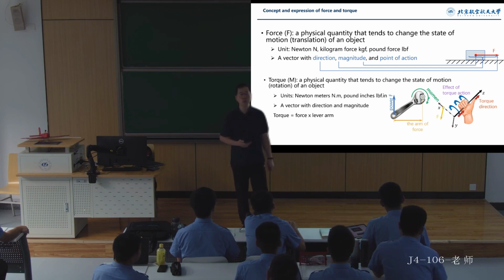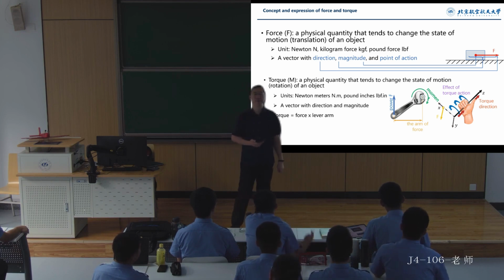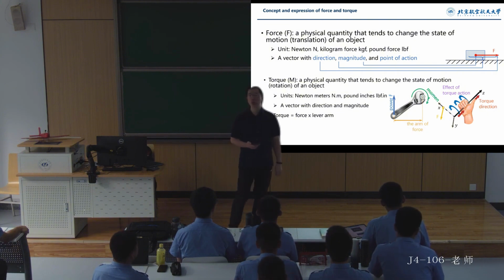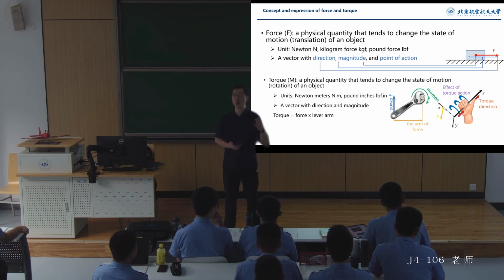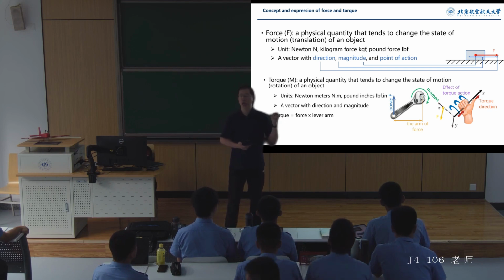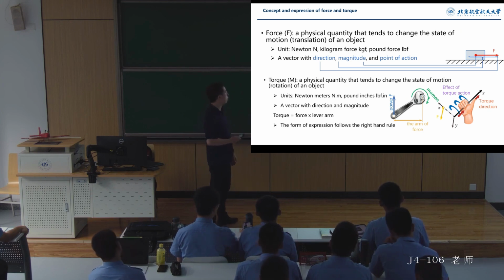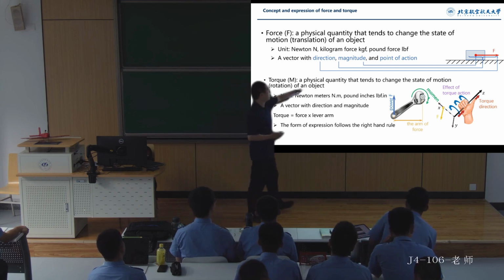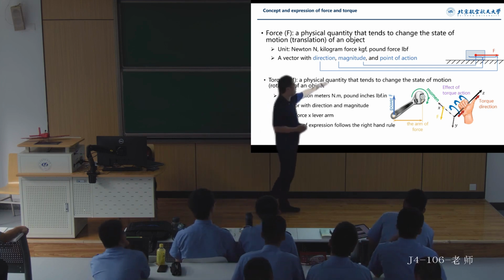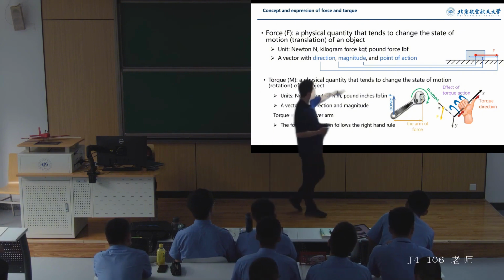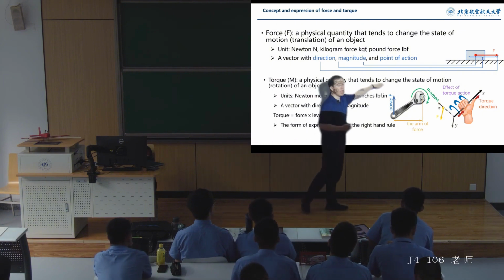What is the effect of torque? It changes the state of the object's rotation. It changes the angular velocity of the object's rotation. So, corresponding to this, torque, the unit we use most often is the Newton meter, which is obtained by multiplying newtons by meters. As for the imperial units, we use pound inches or pound feet.